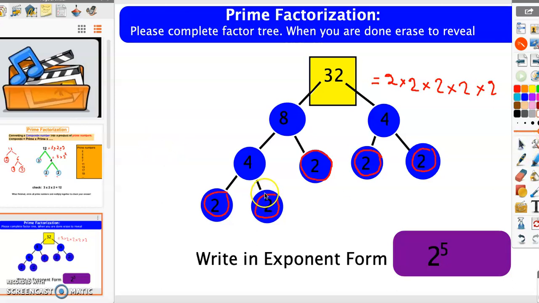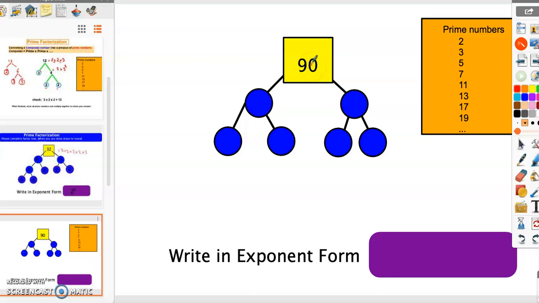Let's take another example. So write the prime factorization of 90. 90 we can write as 9 times 10. 9 is a composite number, it's equal to 3 times 3, so both of them are prime numbers, we will circle them. And 10 is equal to 2 times 5, so 2 prime numbers, circle them. So 90 is equal to 3 times 3 times 2 times 5. 3 times 3 equal to 9, times 2 equal to 18, times 5 equal to 90. If you want to write it in exponent form, it's equal to 3 exponent 2 times 2 times 5.